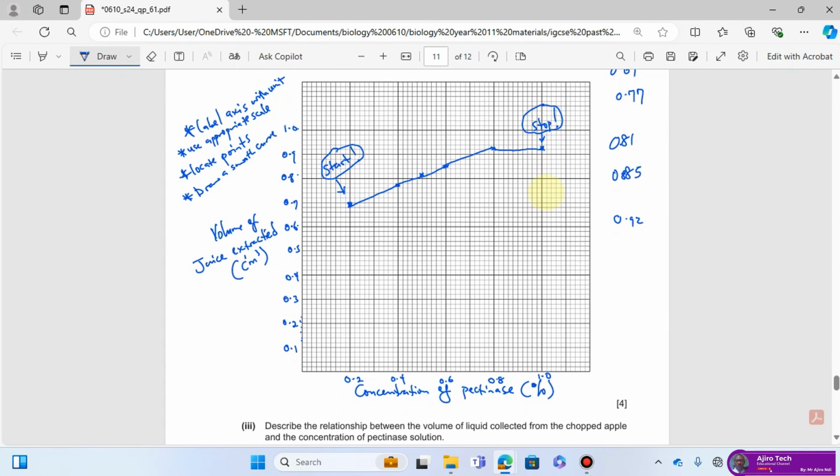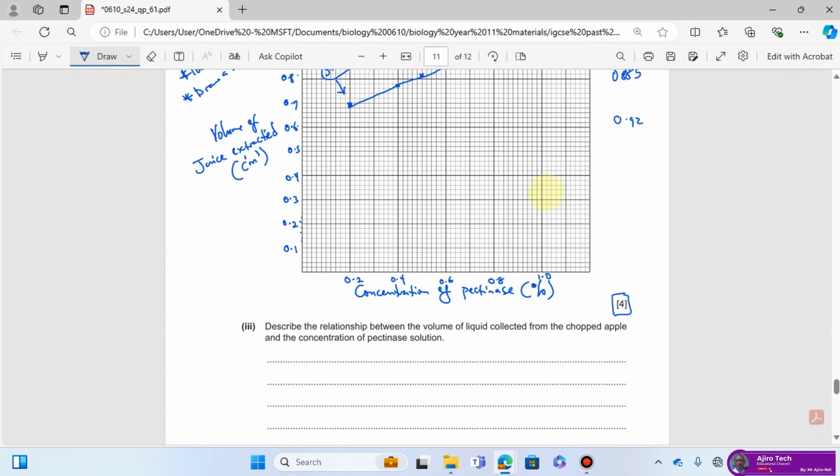So with this, you have your 4 marks. We've labeled our axis, we have 1 mark for that. We've used appropriate scale, another 1 mark. We've located our points, we have another 1 mark, and we have drawn a smooth curve, we have 1 mark. So that's 4 marks in a row. All right, so it's quite simple and easy.